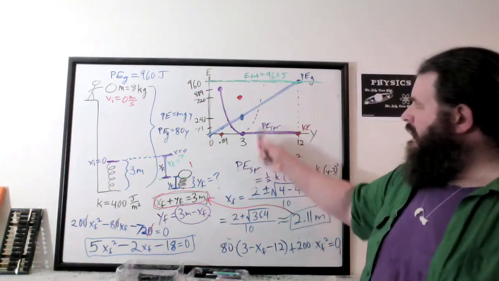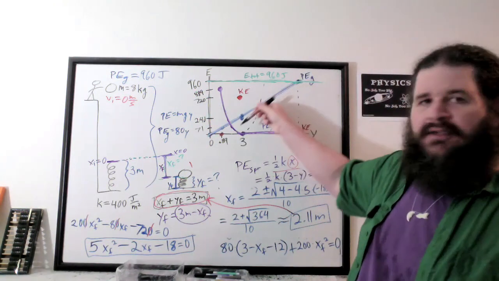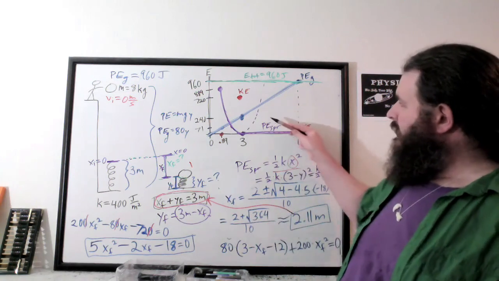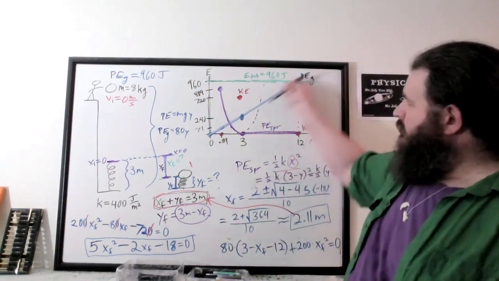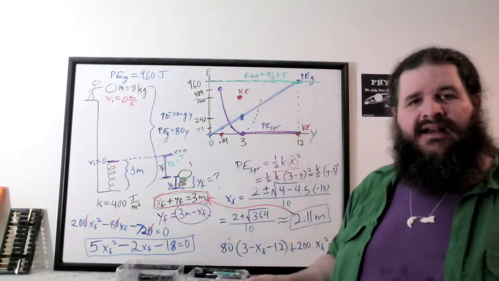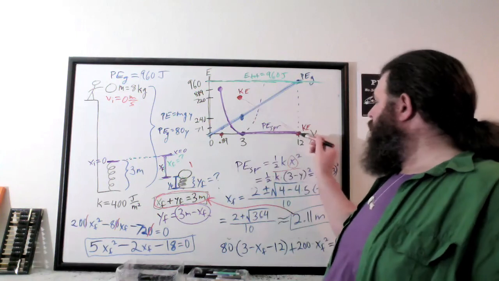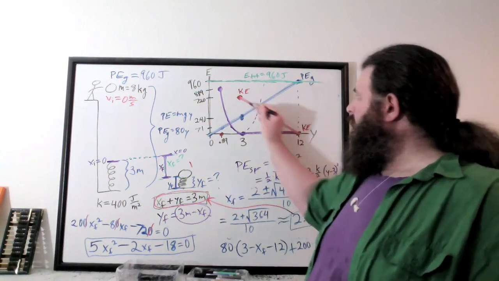From 12 to 3, we've just got potential energy of gravity decreasing linearly. So we should expect kinetic energy to be increasing linearly at the same rate, because a decrease in potential energy in this case is matched by a corresponding increase in kinetic energy. So this should just be linear. So there's that portion of the kinetic energy graph.